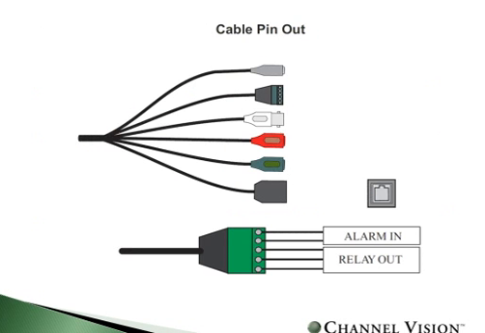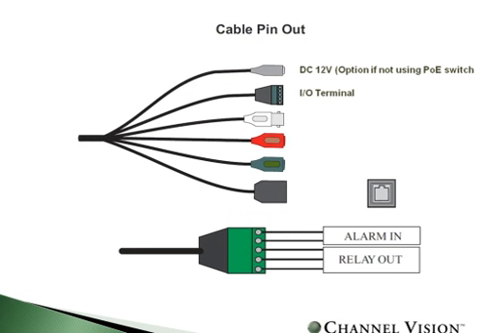Here is the cable out on the camera. You'll have the DC power option if you're not using power over Ethernet. You'll have the I/O terminal. Now the I/O terminal is shown enlarged at the bottom.